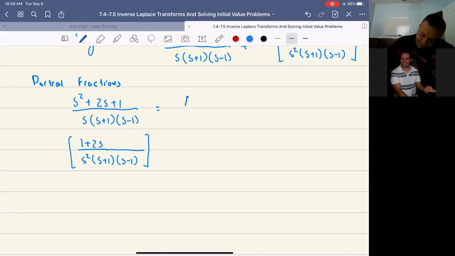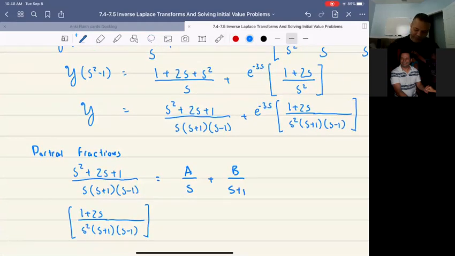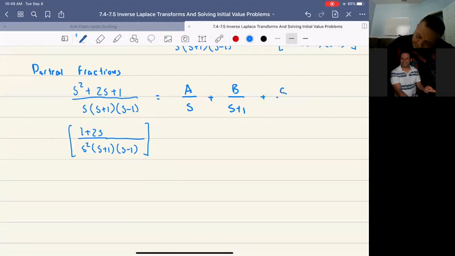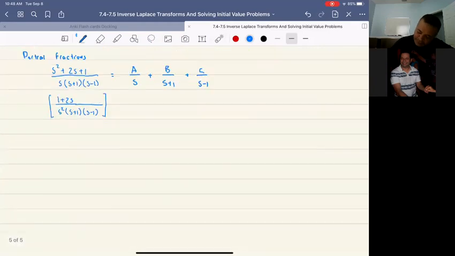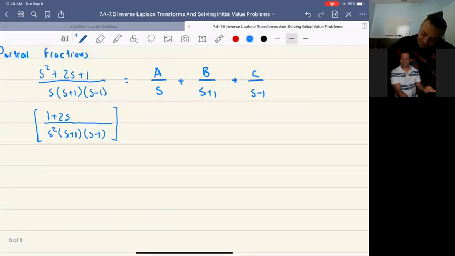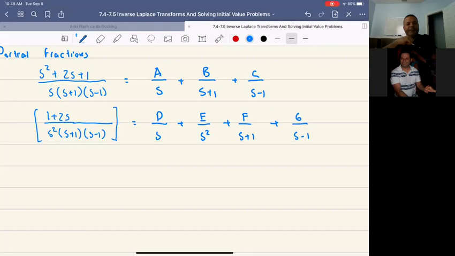So this is going to be some a over s plus b over s plus 1 plus c over s minus 1. I'm just checking to make sure that we didn't have the extra. This one is going to be a little bit trickier. That's going to be, let's do d over s plus e over s squared plus f over s plus 1 plus g over s minus 1. Do each one separately.